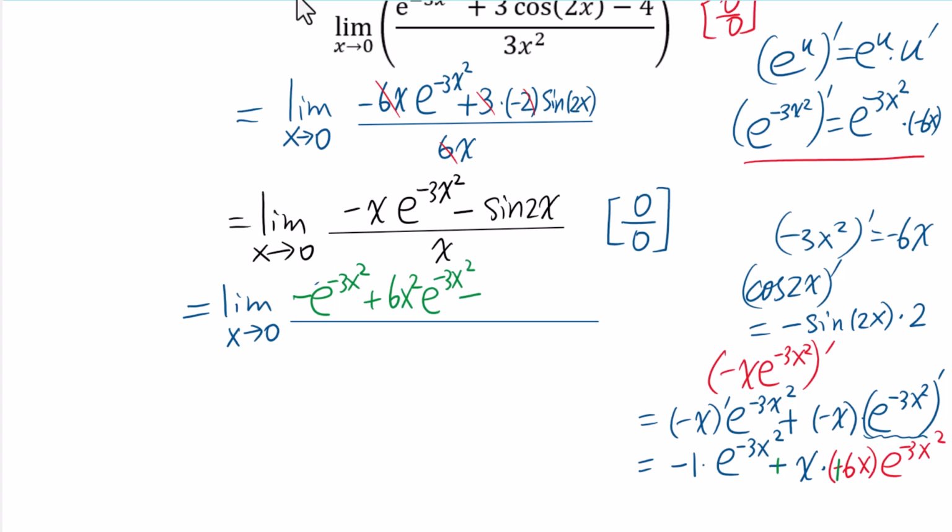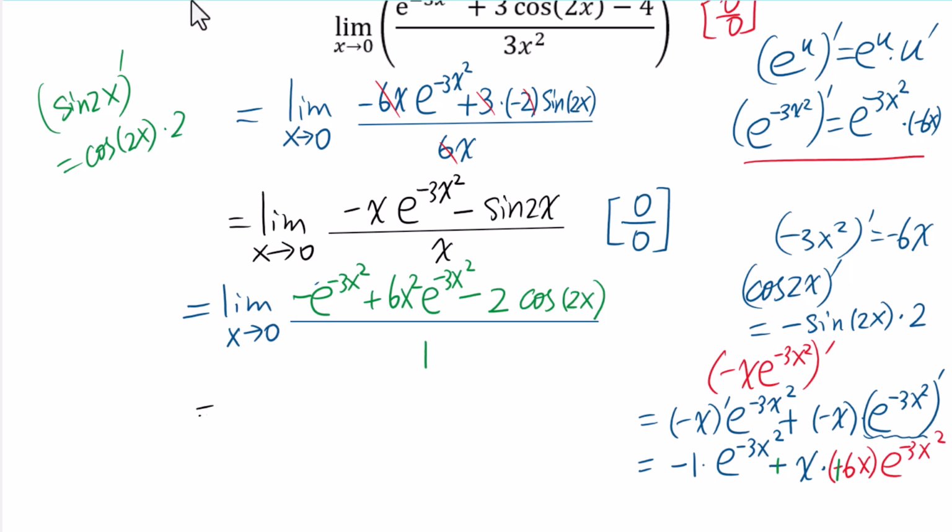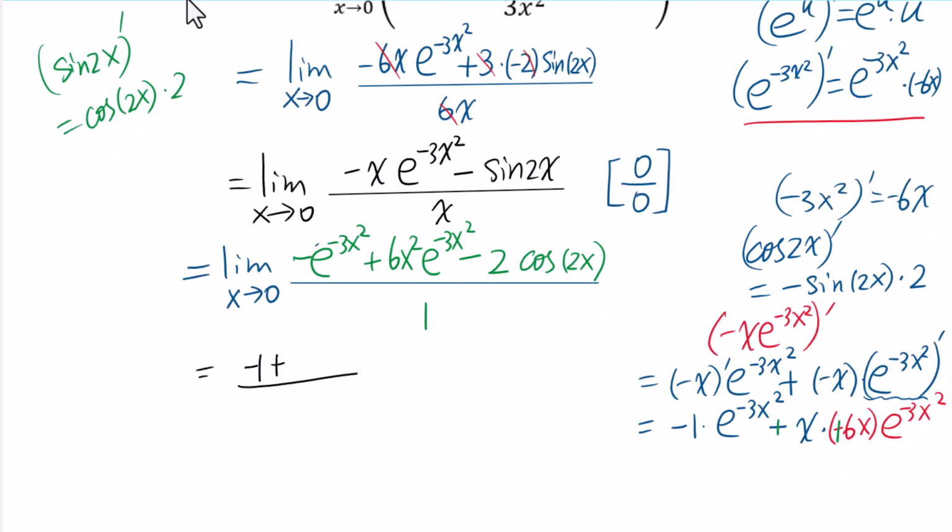Then minus, for sine 2x prime equals cosine 2x times 2, 2 times cosine 2x all over 1. This time we can plug 0 into the top. Negative 1 plus 0 minus 2 times 1 all over 1 equals negative 3.